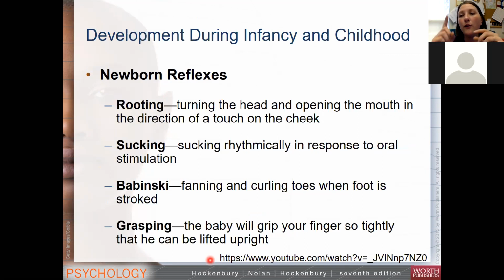And then grasping is if you take your finger and put it in the palm or near a baby's hand, they will grasp your finger so tightly that you can actually lift the baby up. Now, this is a scary one because obviously you don't want to drop the baby, and the baby can only hold its weight for a very short period of time. But this is a natural reflex. It goes away as the baby starts to be able to control their hands, and it no longer is a reflex and becomes a voluntary thing. When the baby's a very small infant, it is just a natural thing that they do. But over time, they'll gain control of this, and it no longer is a reflex.